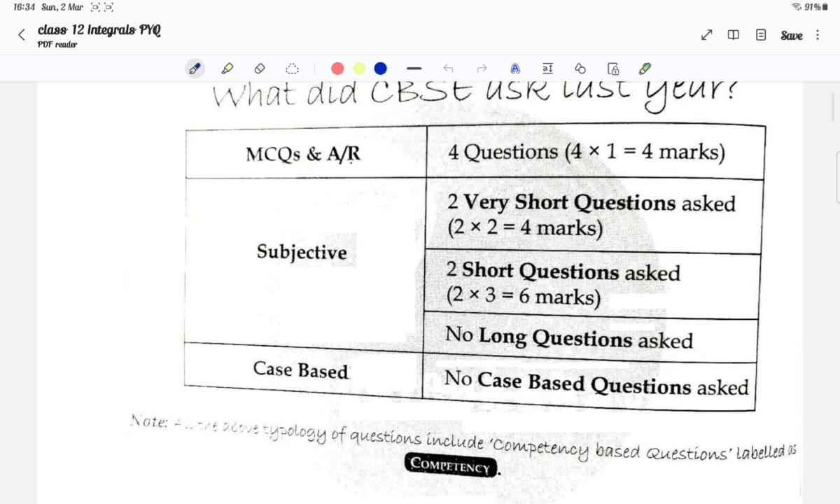Indefinite integration will give you the value as a family of curves, and definite integration will give you a finite value, since it will have a lower limit and an upper limit. It is defined, so that's why it is called definite integration.